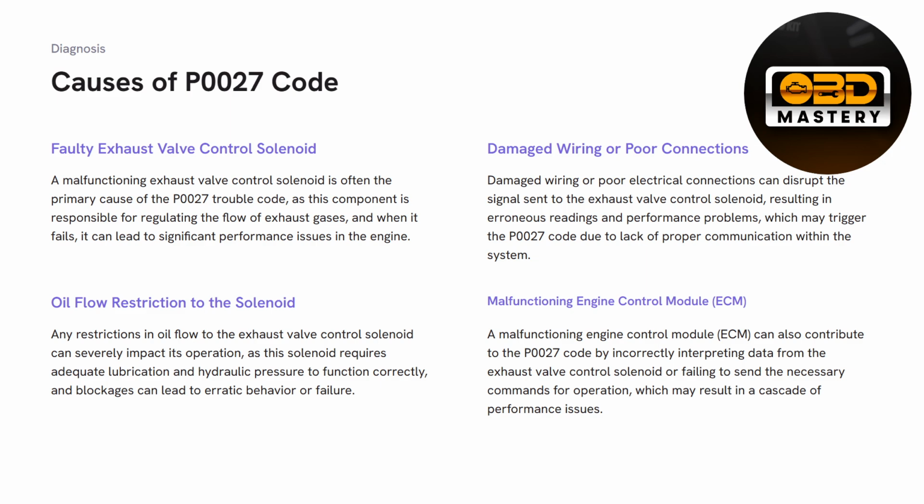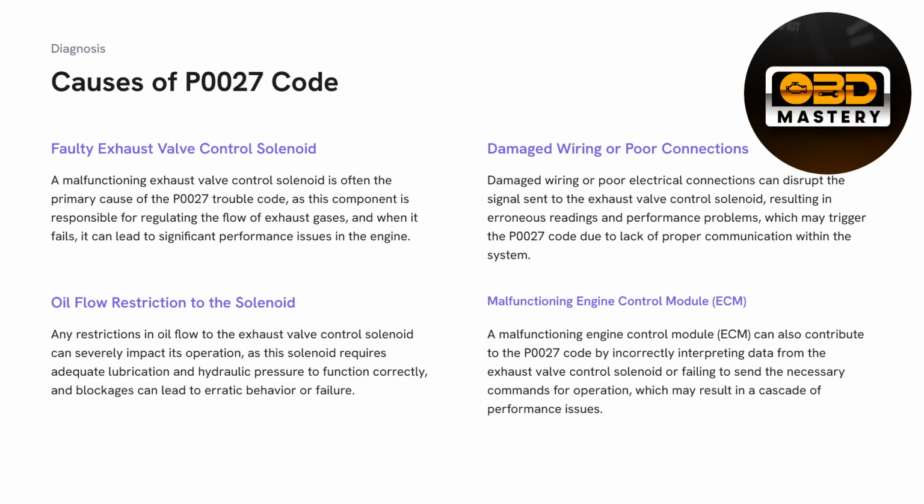Next up is going to be damaged wiring or poor connections. Any frayed, loose, or corroded wires can be a massive cause of this code, and it could actually trigger the P0027 code due to lack of proper communication with the system and voltage between wiring.